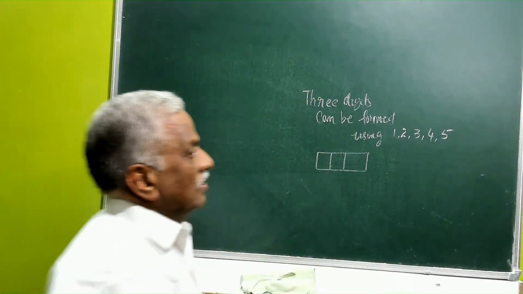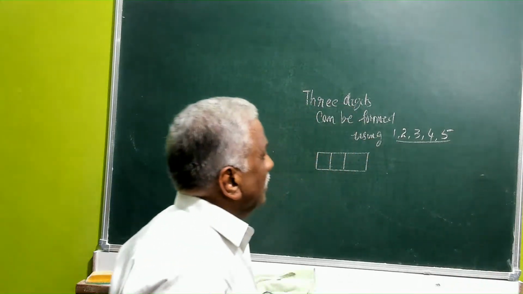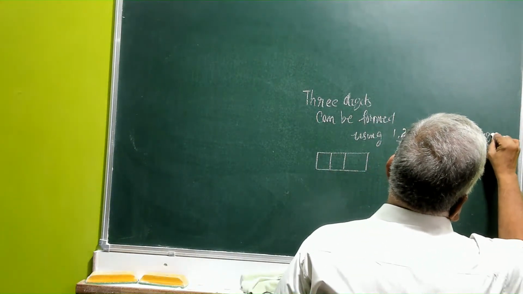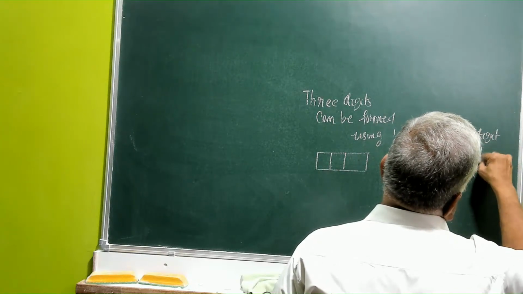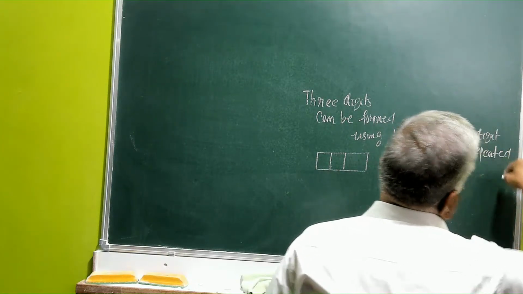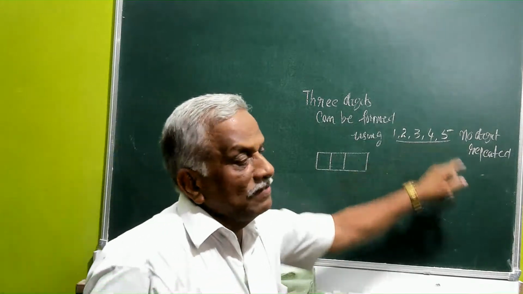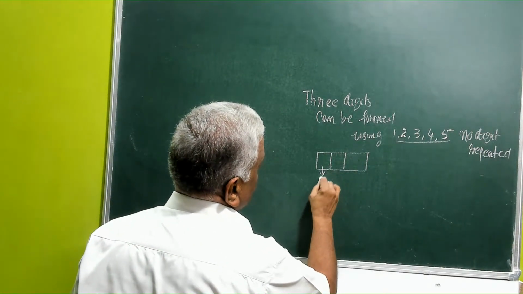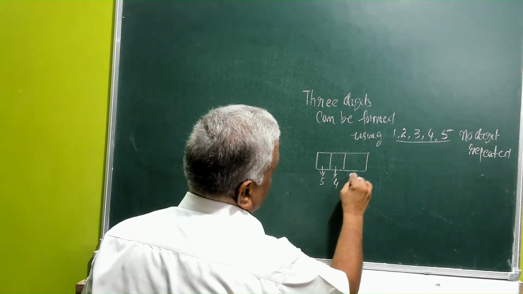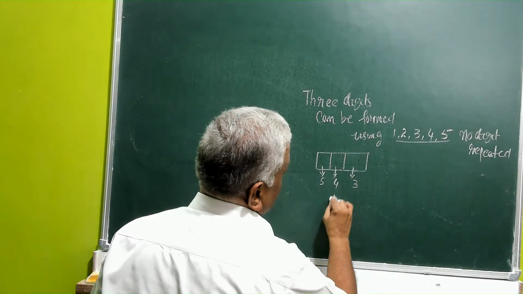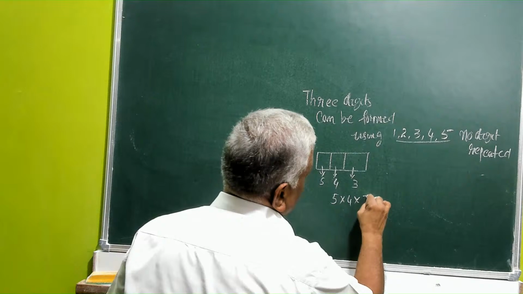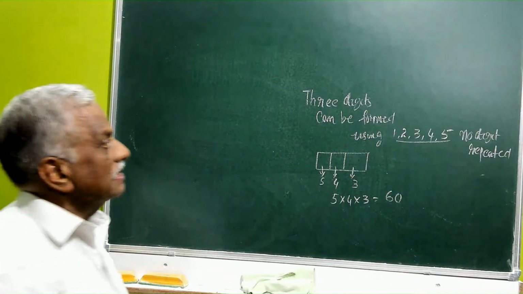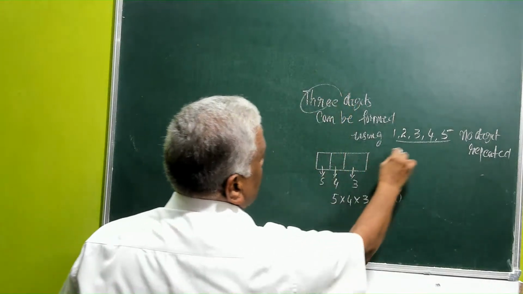Filling 3 boxes. How many digits are there? Of course, no digit repeated. That's a condition. So you have got 5 numbers. So you can fill up the first box in 5 ways, second box in 4 ways, third box in 3 ways. Using fundamental principle, the answer is going to be 60. Supposing they want 4 digit numbers, we'll have 1 more box extra.